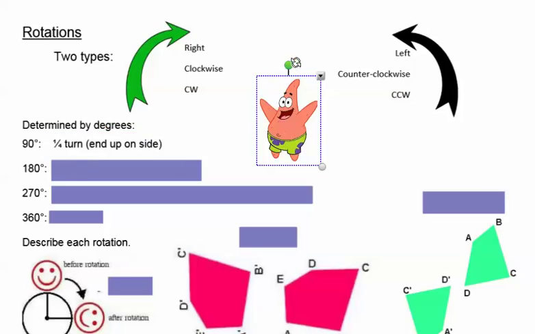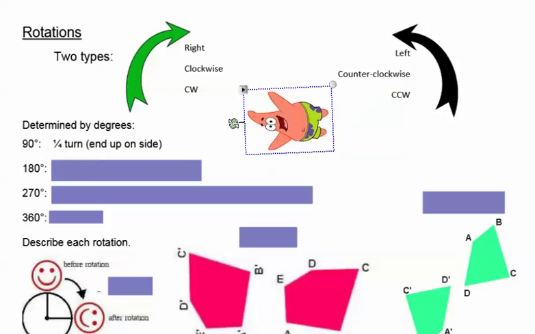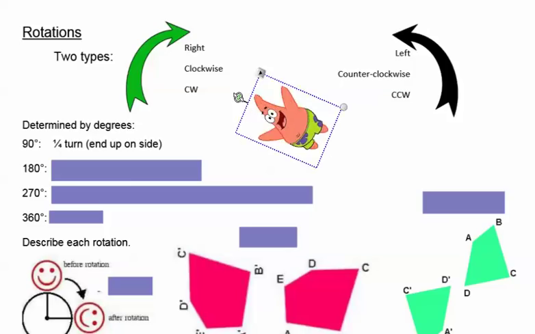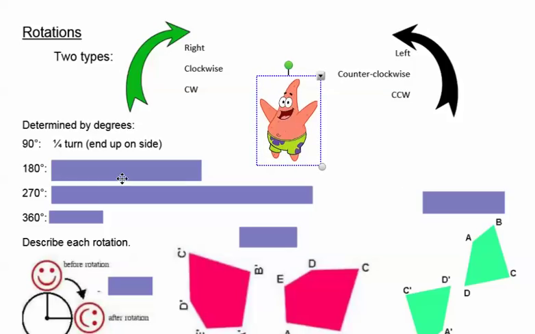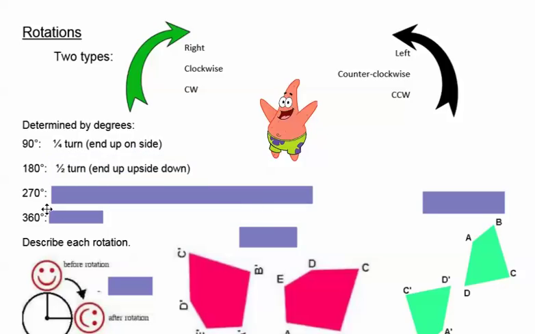Alright. Or we can rotate him a quarter turn to the left. And again, he ends up on his side. Okay, to the left is counterclockwise. 180 degrees. We end up upside down. That is half a turn.